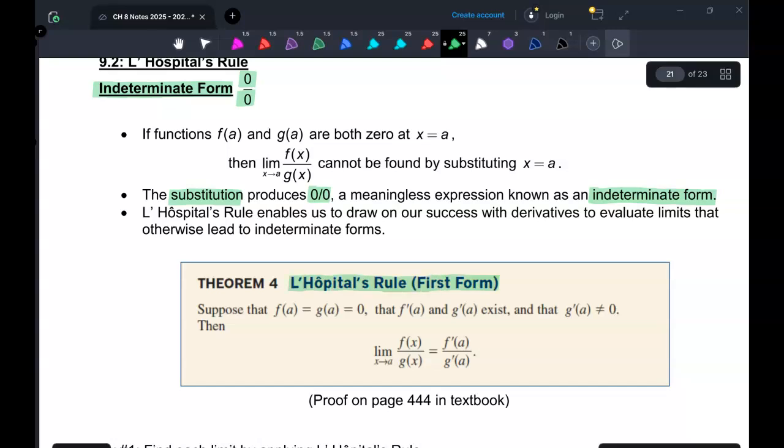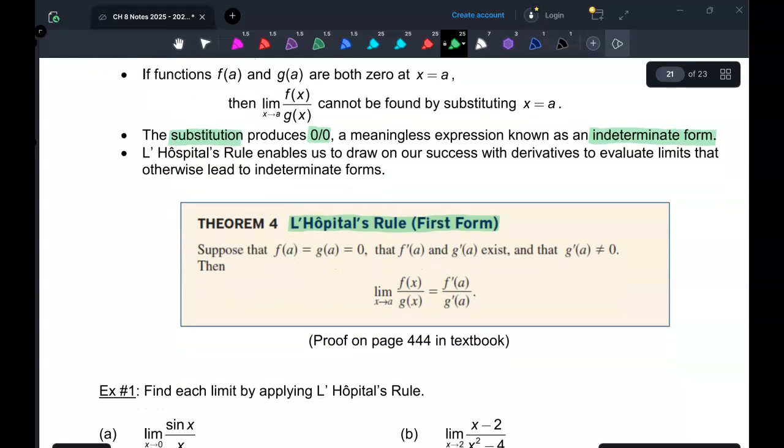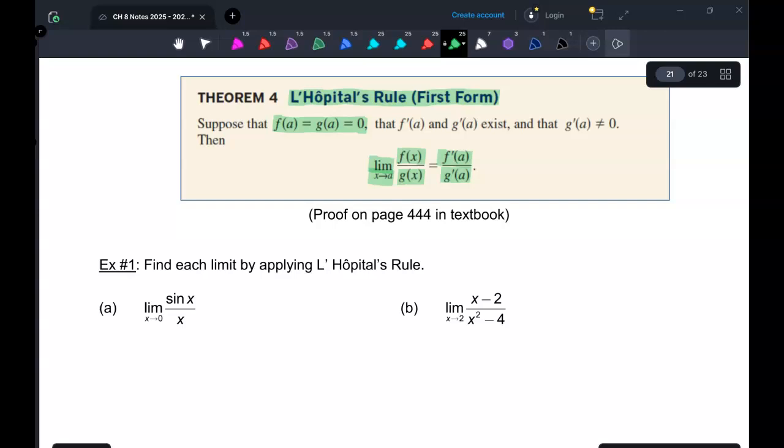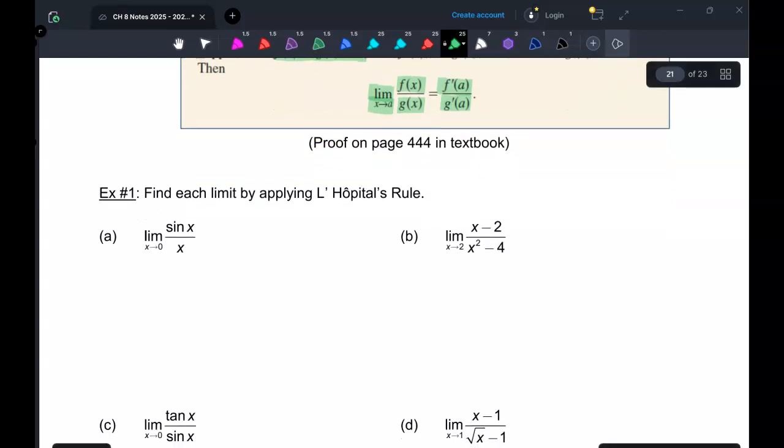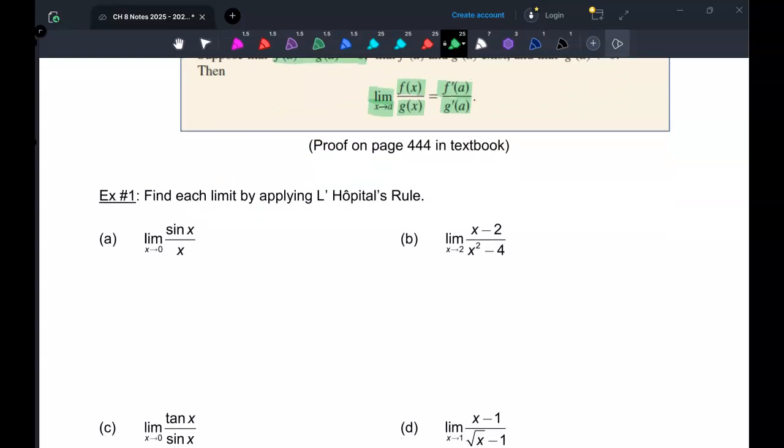If we take the limit as x approaches a of f of x over g of x, and f of a and g of a equal 0, then we can take the derivative of the numerator and the derivative of the denominator. This is not the same as the quotient rule. Okay, let's take a look at our first example.